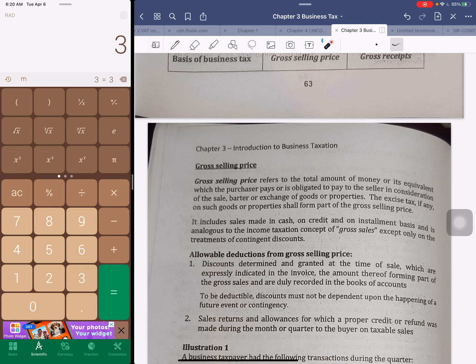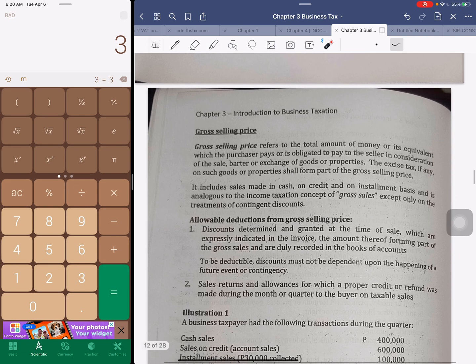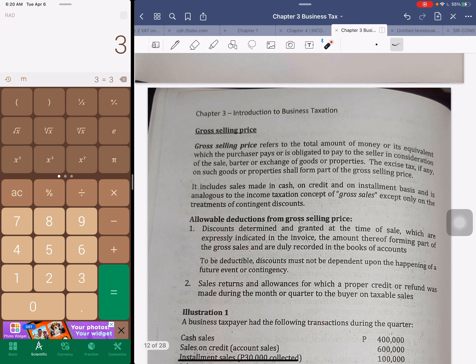So, basic na naman dyan, di ba? So, even you're in accounting, lower accounting subject, dinidiscuss naman na rin yan. So, common lang naman yan, no? Gross selling price. Sige. Allowable deductions from gross selling price.